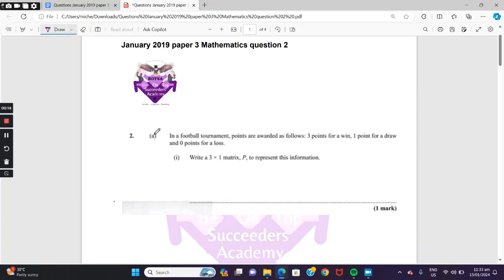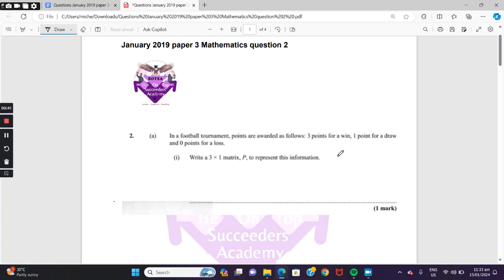Question number 2A states that in a football tournament, points are awarded as follows: 3 points for a win, 1 point for a draw, and 0 points for a loss. Write a 3 by 1 matrix, name it P, to represent the information.